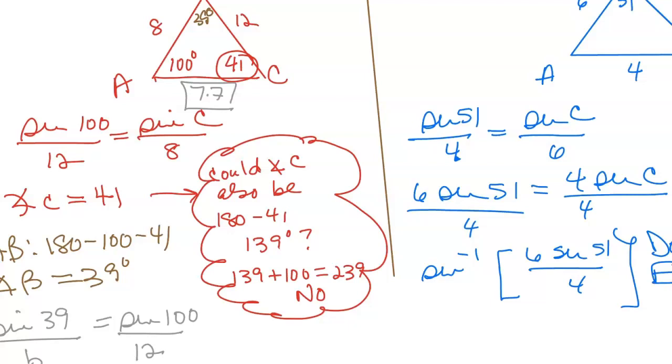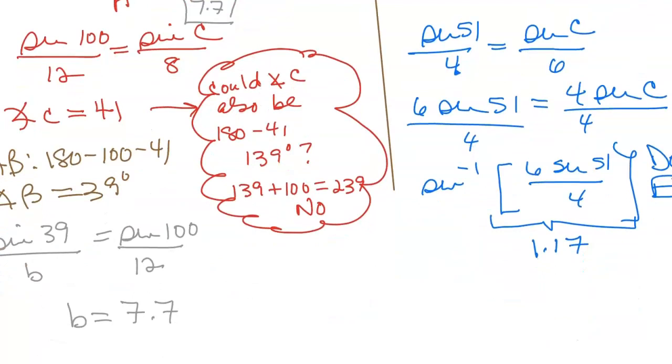So why is that? Well, if I just go back and I put in my calculator 6 times the sine of 51 divided by 4, I get this to be 1.17. Now, what you don't know yet is that sine has to be less than 1. Okay, sine values have to be less than 1. Here it's 1.17. That's why I can't make that triangle. So this is no triangle.